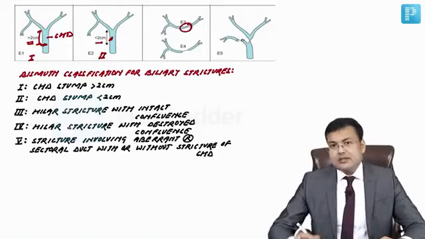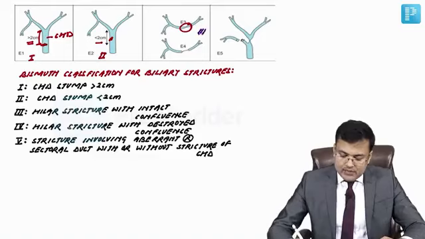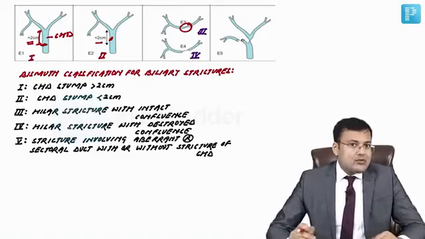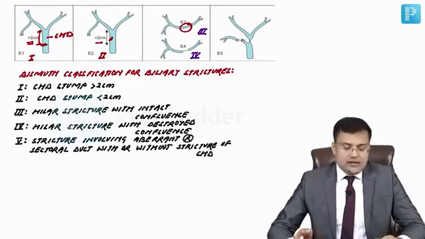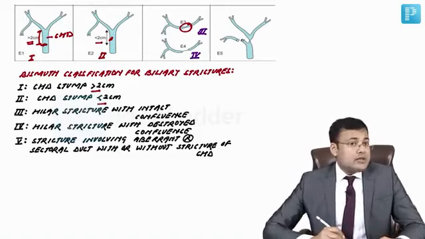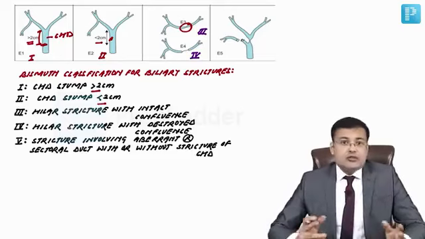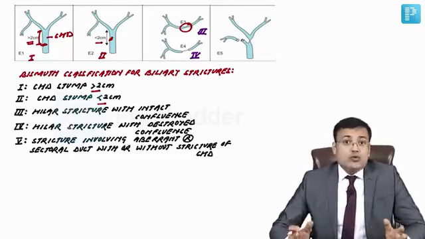Here there is hilar stricture with intact confluence. This is type 3. And hilar stricture with destroyed confluence. This is type 4. And whenever there is stricture involving aberrant right sectoral duct with or without stricture of common hepatic duct, that's type 5. So once again, common hepatic duct stump more than 2 cm, type 1, less than 2 cm, type 2, hilar stricture with intact confluence, type 3, hilar stricture with destroyed confluence, type 4, and stricture involving aberrant right sectoral duct with or without stricture of common hepatic duct, type 5.